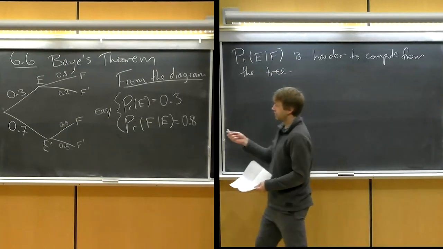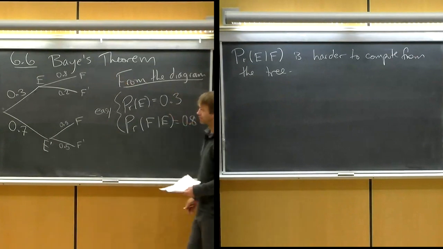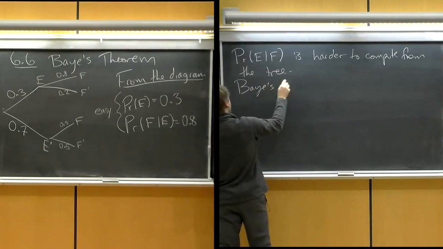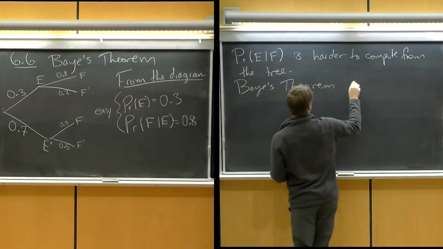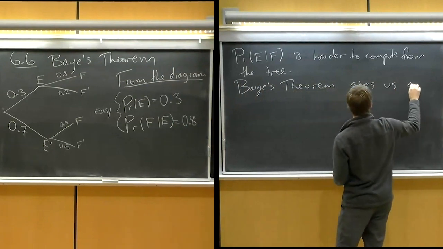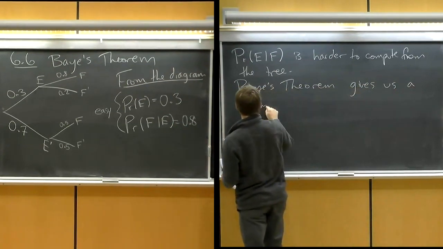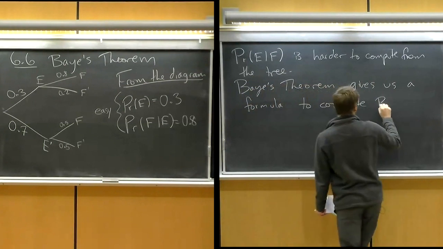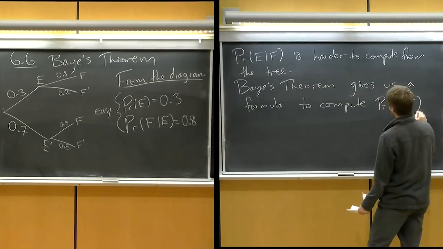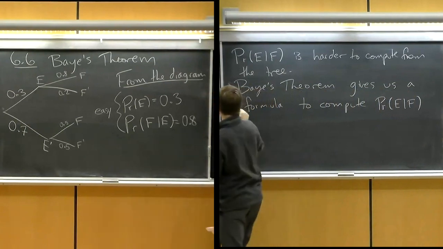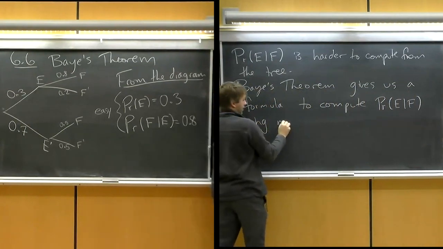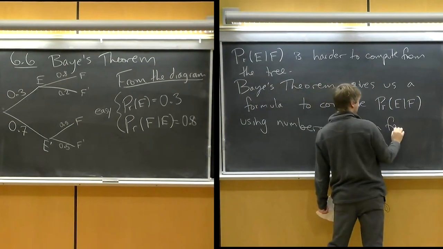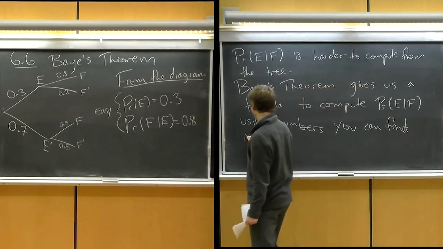So basically, that's the purpose of Bayes' theorem. Bayes' theorem, which I'll state in a second, gives us a formula to compute this probability of E given F using stuff that's in the tree, using numbers you can find in the tree diagram.